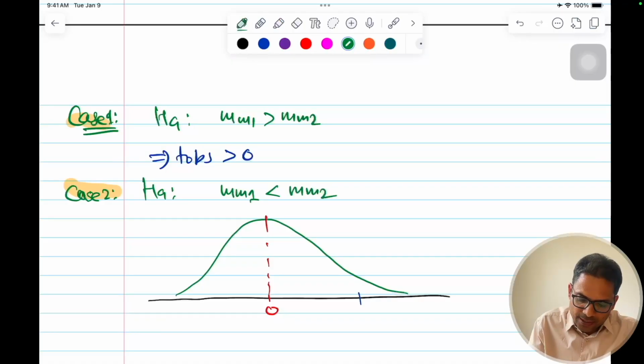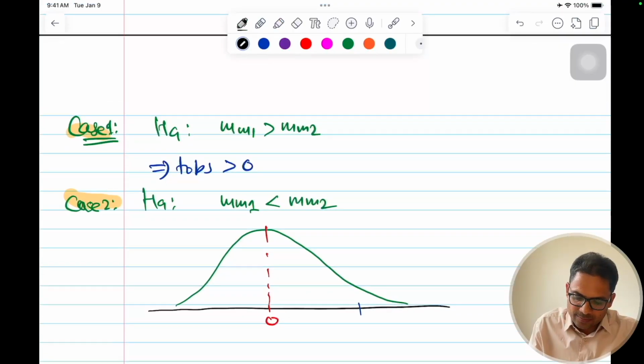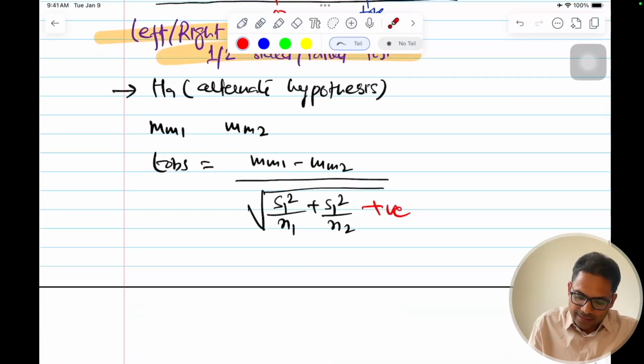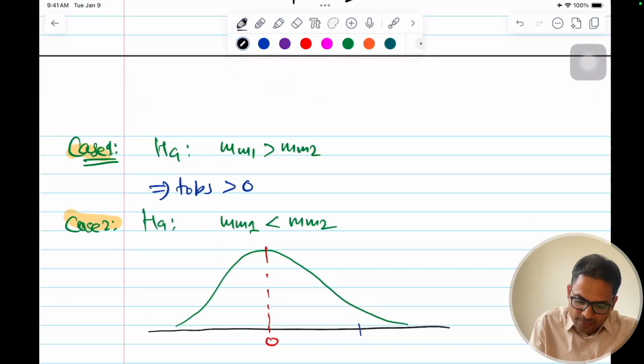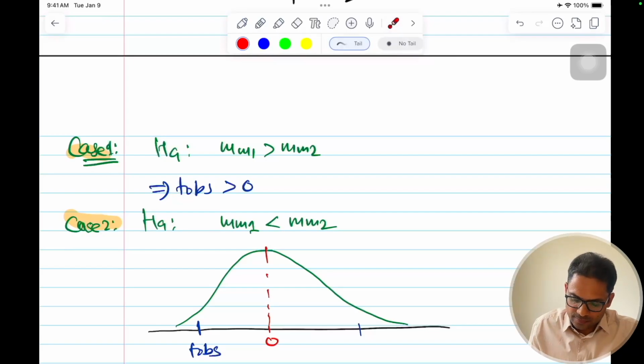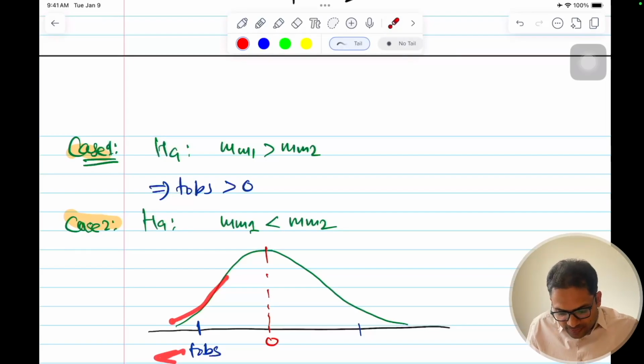Where will my T observed be? It will be negative now. If this is less, meaning this is less than this, then this whole numerator will become negative. So where will my T observed go? Towards the negative side. So my T observed will be somewhere here, less than 0. So this will be a left-tailed test or a left-sided test.